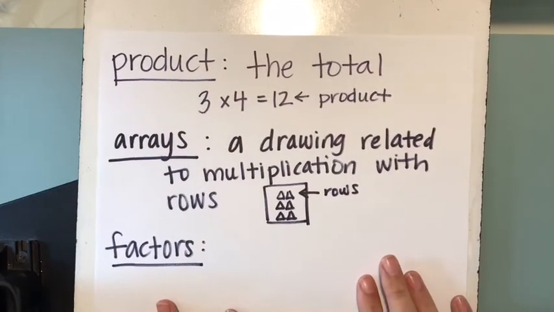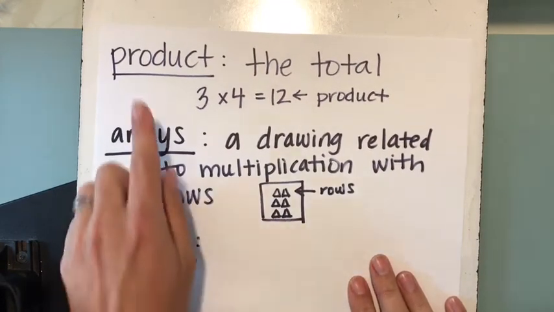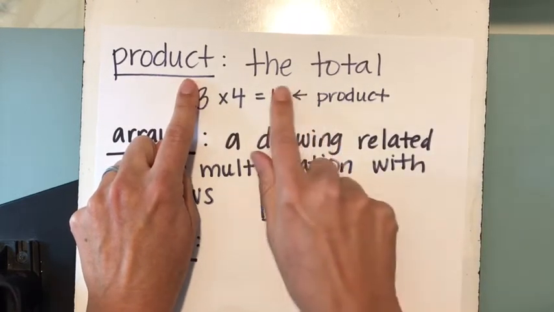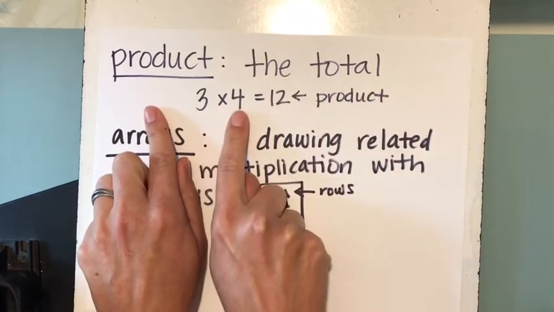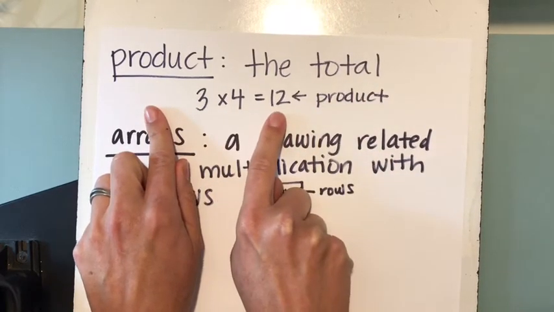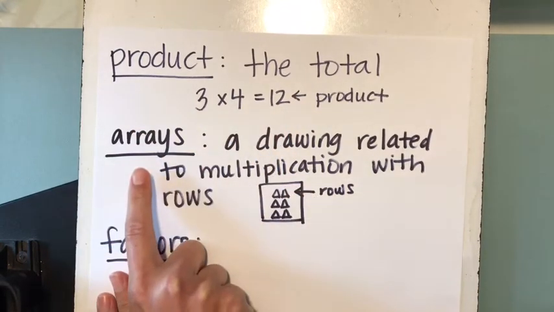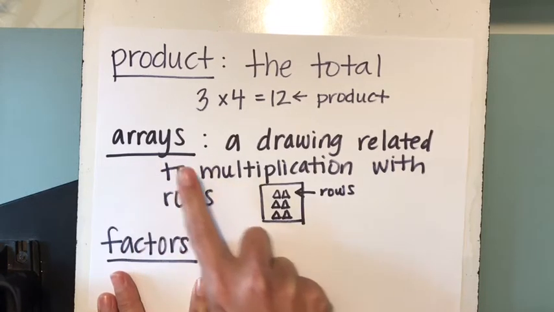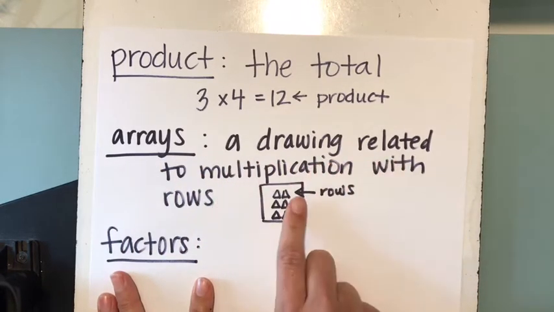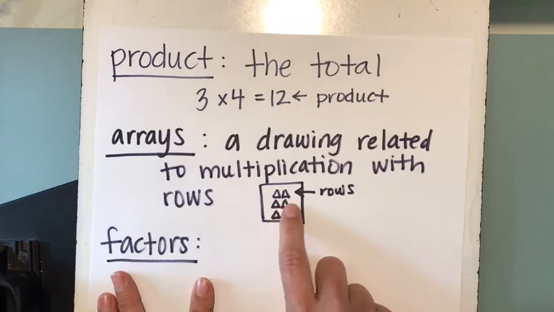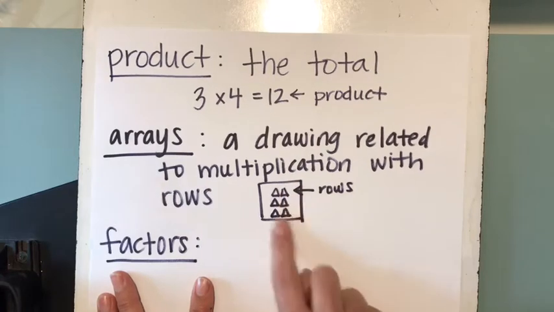Before we get started with that, here's some terms that we've learned so far that I wanted to review. We've learned the term product. And remember, product means the total. So 3 times 4 equals the product of 12, or the total of 12. Another term that we've learned so far this week is arrays. And arrays means a drawing related to multiplication with rows. So here is our array. Remember, they're in order, and there's rows. So 1, 2, 3 rows in this array.